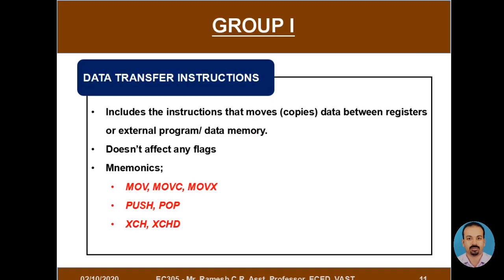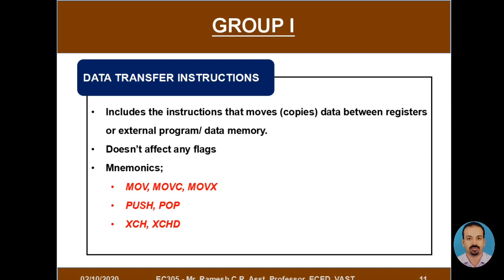The first one is the data transfer instructions, and from the name itself it is very clear that this set of instructions contains the basic instructions necessary to copy data between registers or external program memory or data memory. These are basically the set of instructions responsible to move or copy data between two locations, and these instructions don't affect the flags supported by 8051.